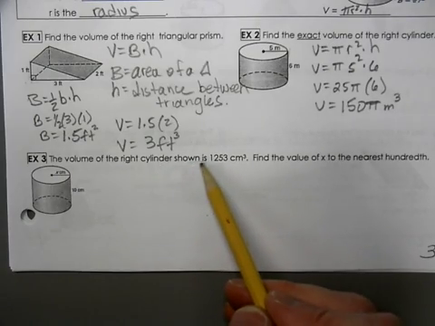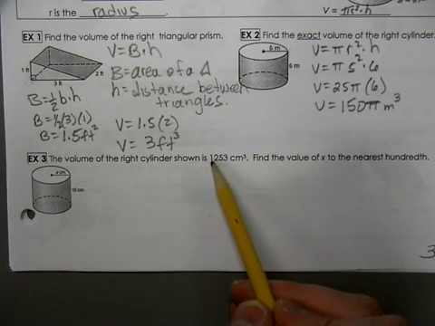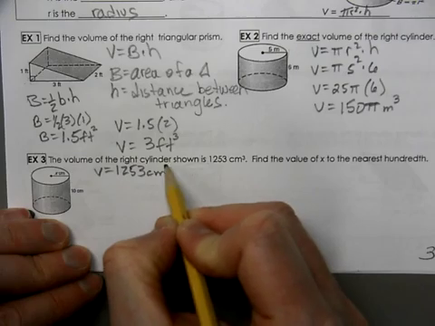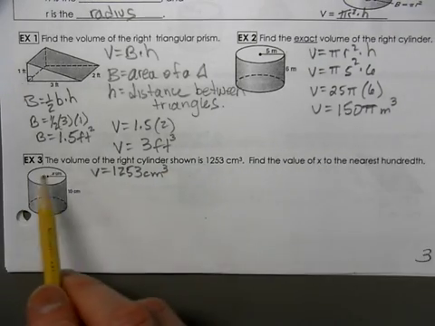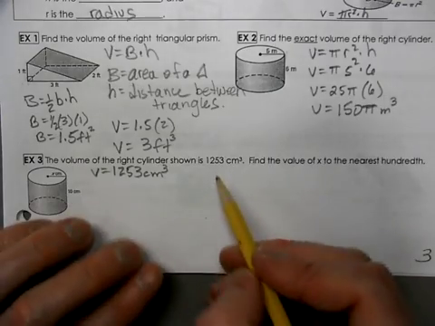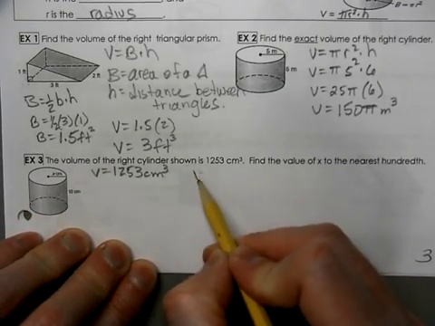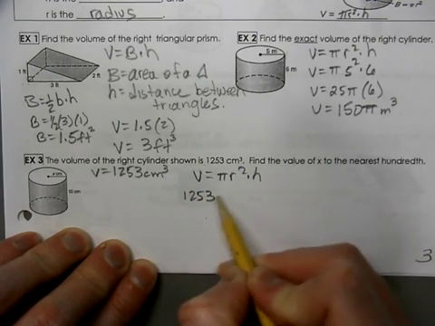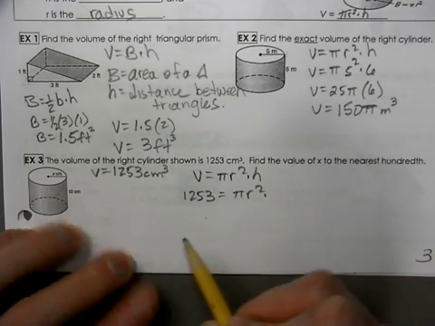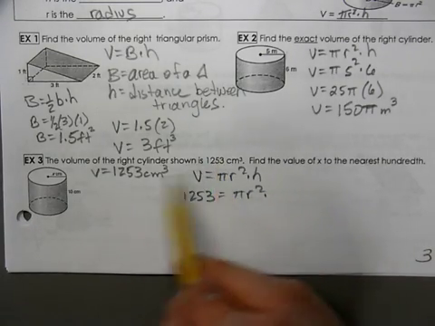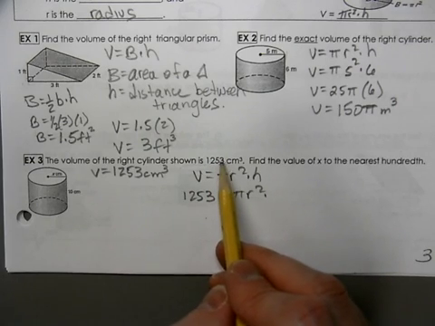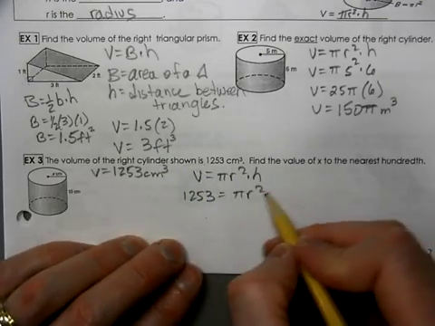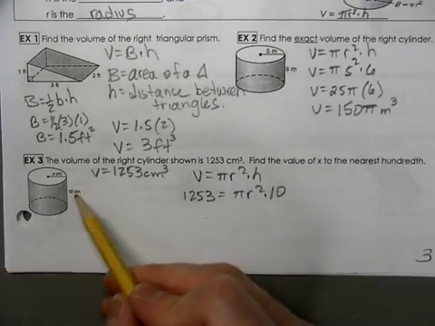The volume of a right cylinder here is going to be 1,253 centimeters cubed. We're supposed to find the value of x, which is our radius. Well, this is a cylinder, so the volume is pi r squared times h. We know that the volume is 1,253. Notice this time they're not using a pi symbol next to the 1,253. That incorporates all that. Times a height, which is 10.